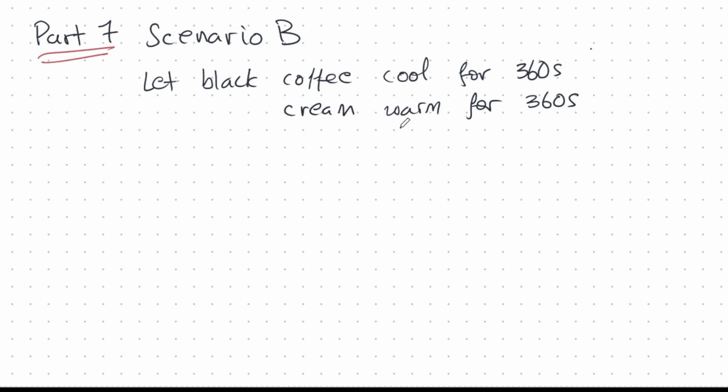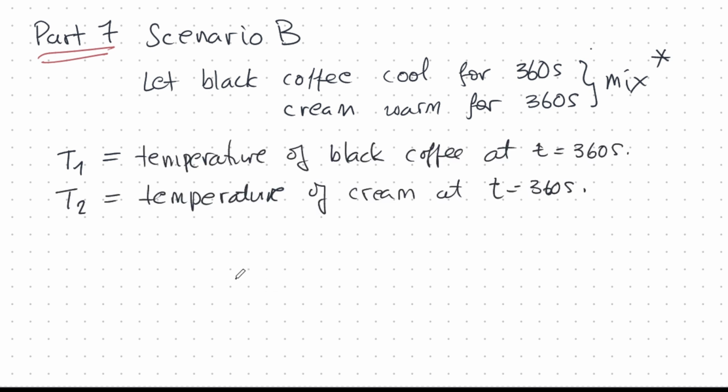We have our cream that's been left out for 360 seconds also. And at this point here, we mix them. So we have these starred quantities because they're going to be mixed. So T1 is going to be the temperature of the coffee at 360 seconds, while T2 is the temperature of the cream at 360 seconds. And we're going to mix these two at these two temperatures and get a new temperature.